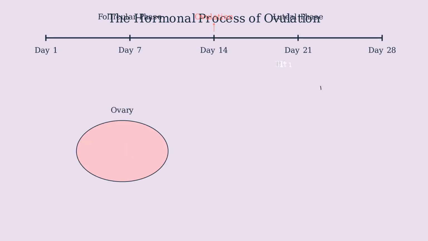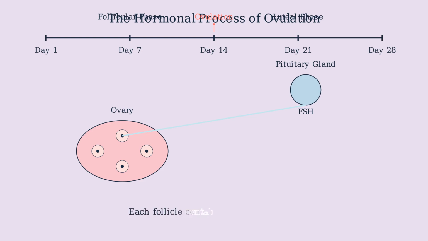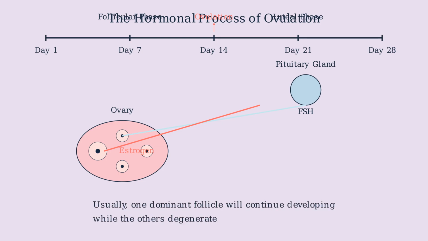During the follicular phase, follicle-stimulating hormone, FSH, from the pituitary gland stimulates the development of several follicles in the ovaries. Each follicle contains an immature egg. As these follicles grow, they produce increasing amounts of estrogen. Usually, one dominant follicle will continue developing while the others degenerate.